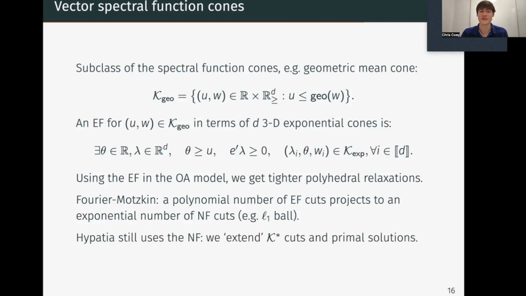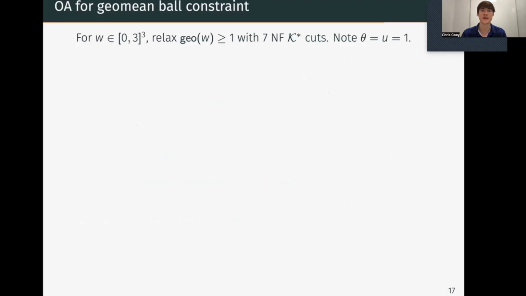Now, the complication here is that what we found in our experiments with Hypatia is that Hypatia can typically solve the natural formulations faster than the extended formulations. So we want to use the NF for the conic subproblems with Hypatia, but the extended formulation in the outer approximation model. The solution that allows us to do this is to extend cuts and primal solutions from the NF space to the EF space. So let's try and visualize this sort of strength argument here.